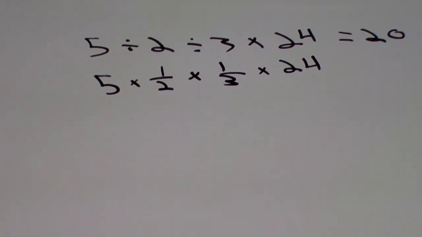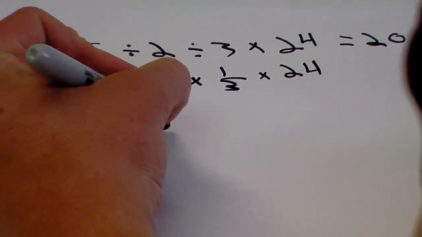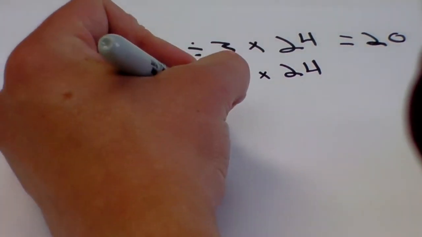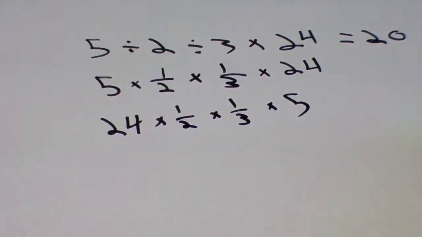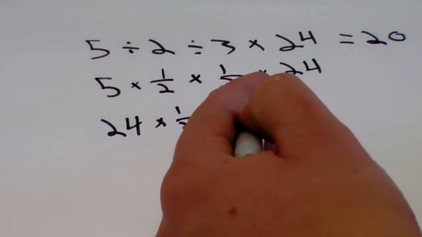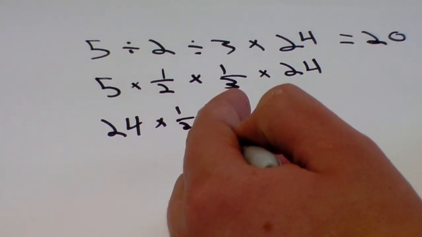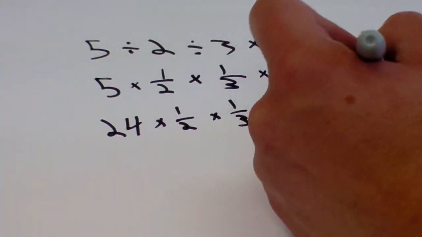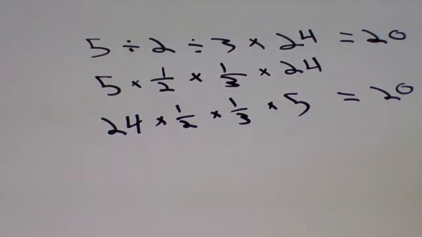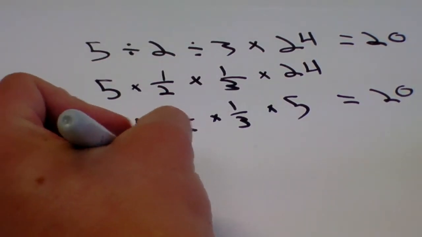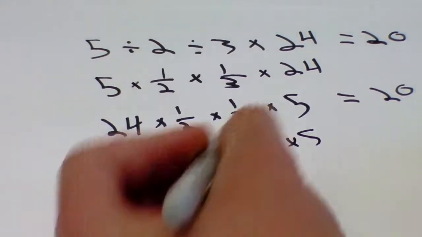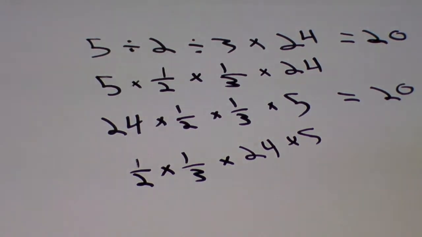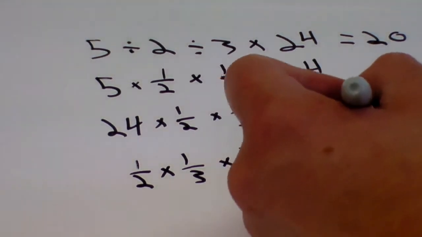I would say the best way to do this is probably 24 times 1/2 times 1/3 times 5. That'll give us 24 times 1/2 is 12, right? Half of 24. And then we've got 1/3 of 12, and that's going to be 4, times 5 is 20. Alright, see how much easier that was? We could do it any other way too, right? We could do 1/2 times 1/3 times 24 times 5. That would be 1/2 times 1/3 is 1/6, and then multiply that by 24, we get 1/6 of 24, which is 4, times 5 is 20.